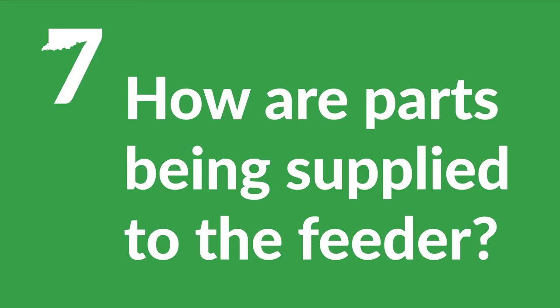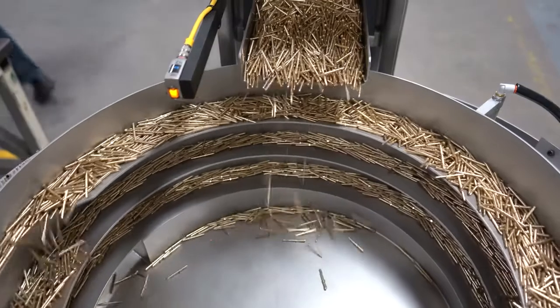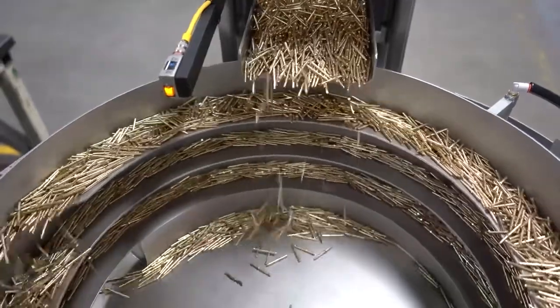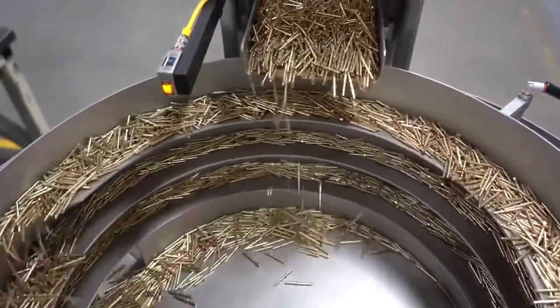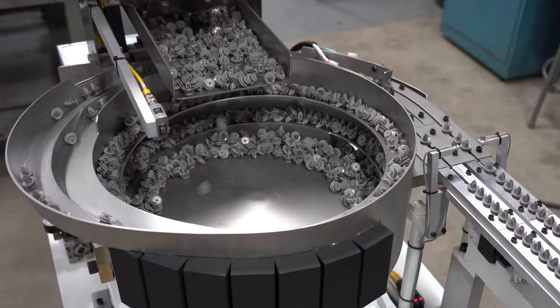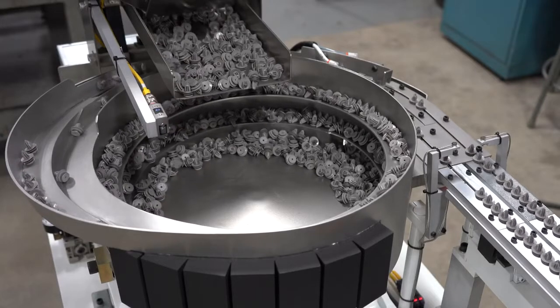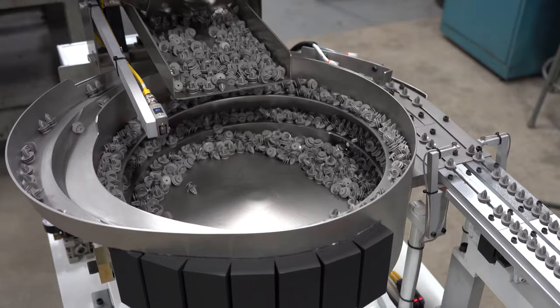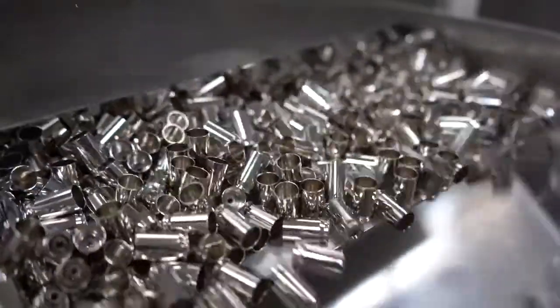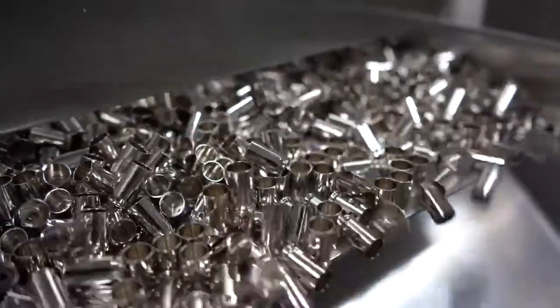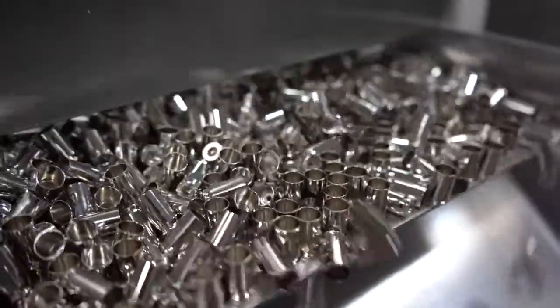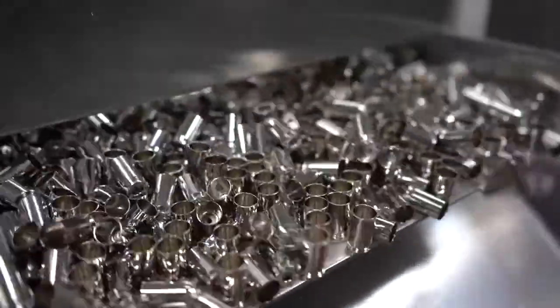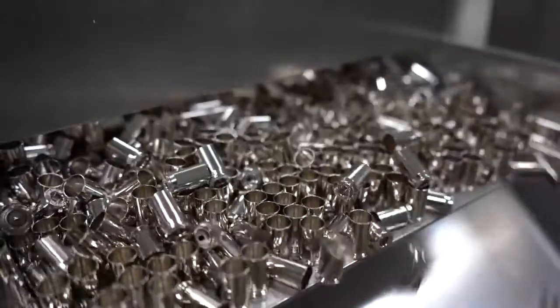7. How are parts being supplied to the feeder? Vibratory feeder systems do not operate properly if they are too full of parts or starving for parts. Your system should be designed to meter part delivery to the feeder at a proper speed to reduce the number of operator touches and interactions. Your system should also be designed to ergonomic requirements and safety needs. You do not, for example, want a hopper 6 feet off the ground when your operators are 5 feet tall.